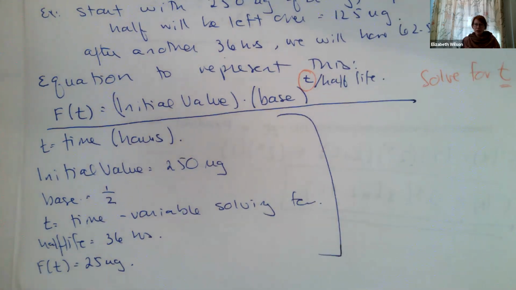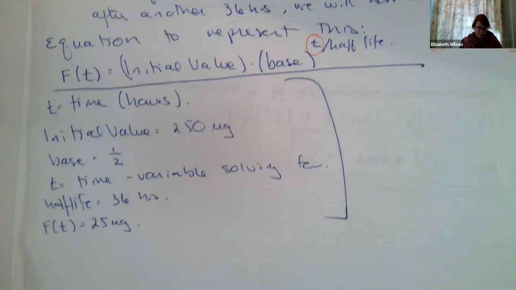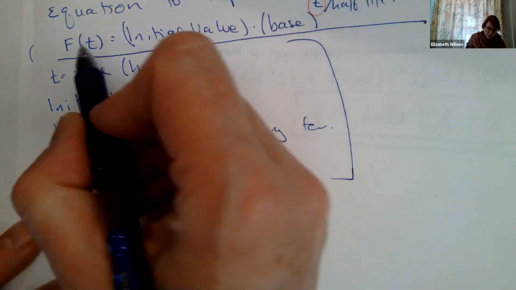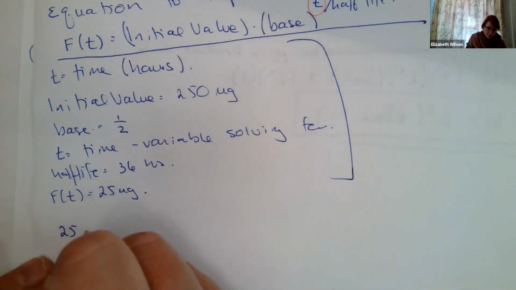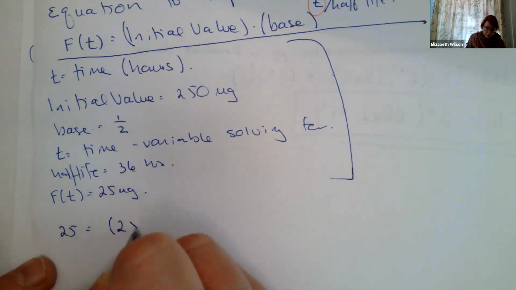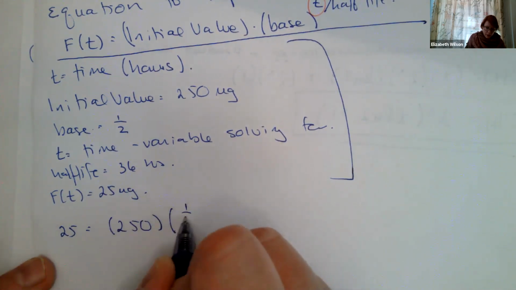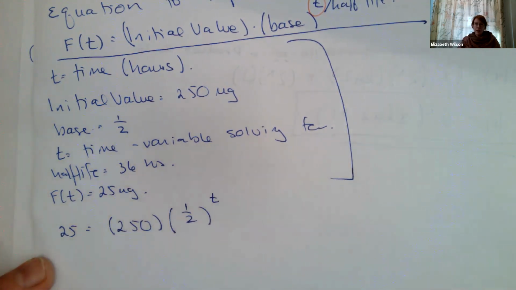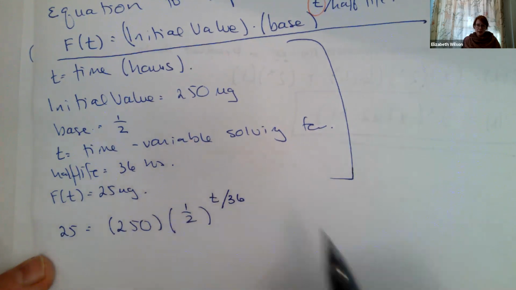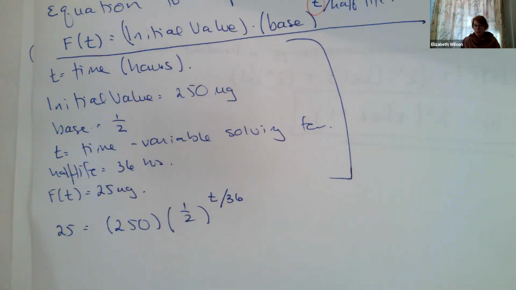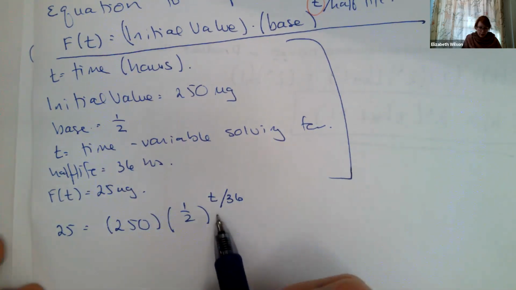Right, this kind of goes back to maybe some stuff that you covered in Algebra 2 or Pre-Calc, depending on where your school was. So let's plug things in. So f of t, we said, was 25 micrograms. My initial value was 250. My base was 1/2. T is the time at which I reach 25 micrograms, if this thing cuts in half every 36 hours. Okay, so now I need to solve for this.